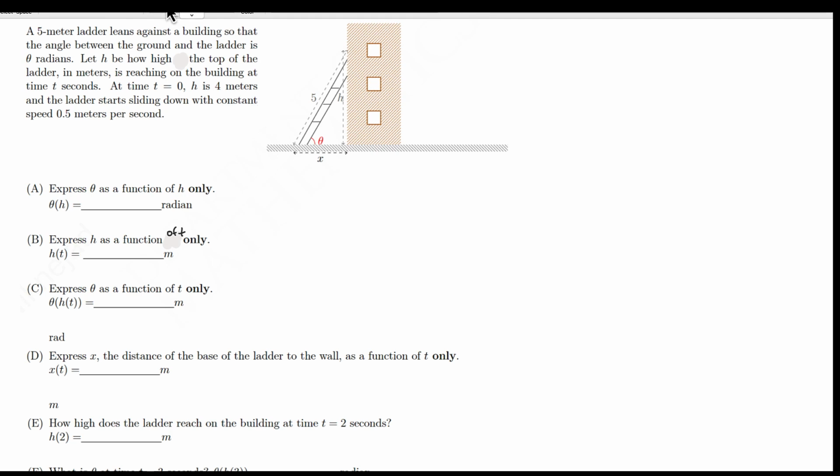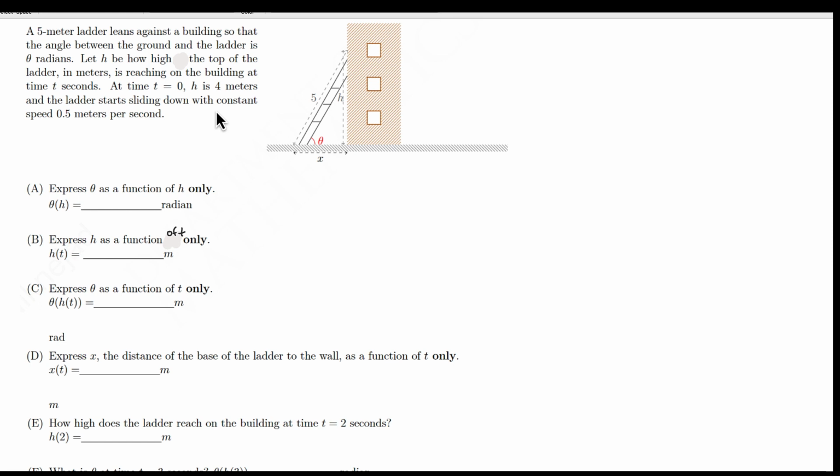In this problem, a 5-meter ladder leans against a building so that the angle between the ground and the ladder is theta radians. Let h be how high the top of the ladder reaches on the building, in meters, at time t equal to t seconds. At time t equal to 0, h is 4 meters, and the ladder starts sliding down with constant speed, 0.5 meters per second.